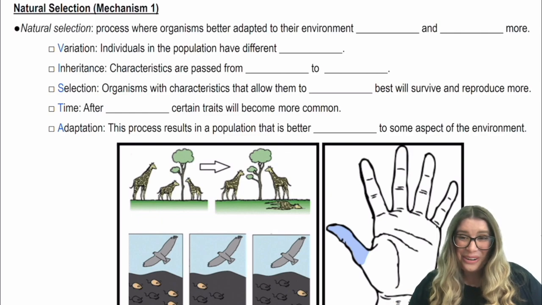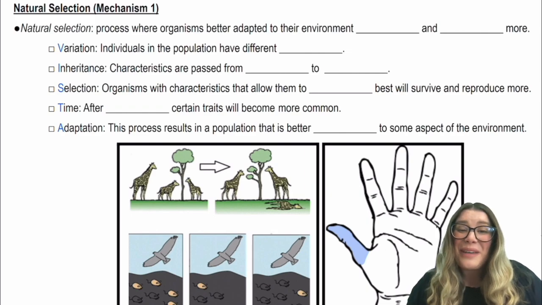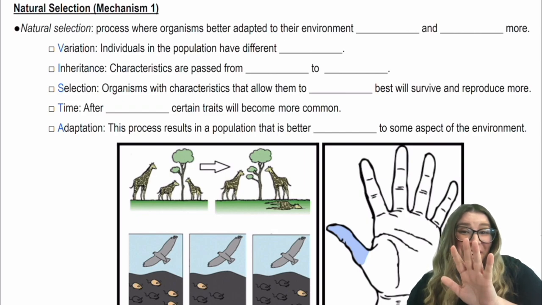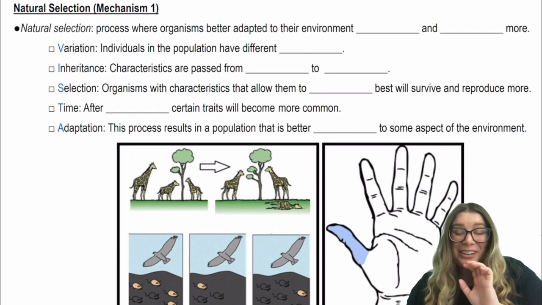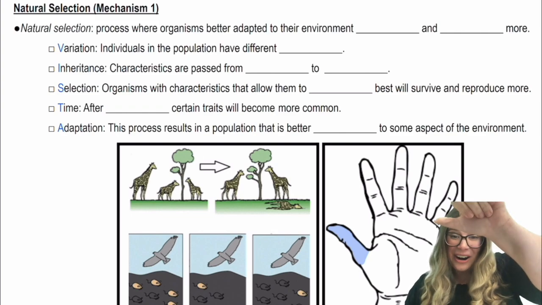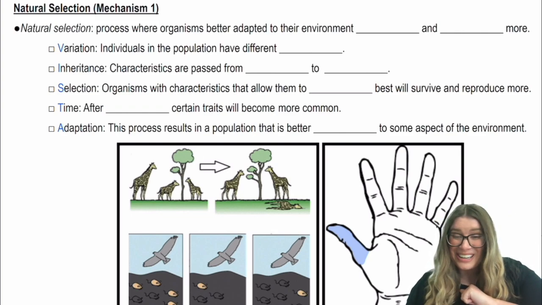In this video, we're going to start to talk through the 5 different mechanisms of evolution, starting with our first mechanism, which is natural selection. Now, I'm going to compare the 5 different mechanisms of evolution to your hands because you have 5 fingers. So 5 mechanisms of evolution, 5 fingers on your hand. I'm going to call them the 5 fingers of evolution. So we'll start with our first finger, our thumb, which will be natural selection.